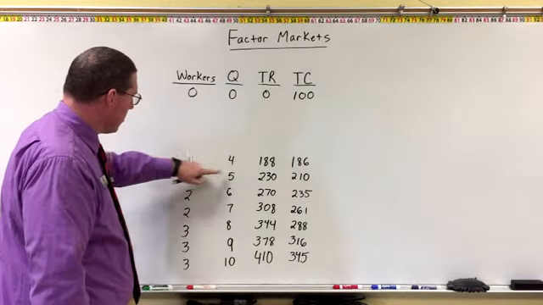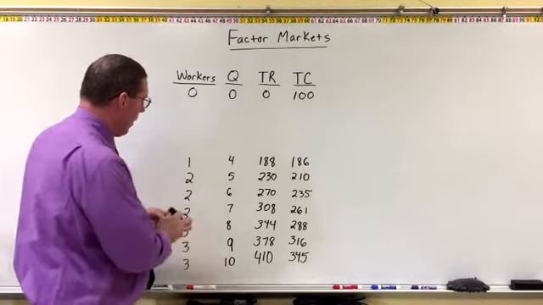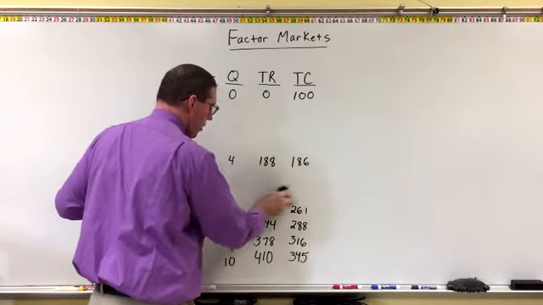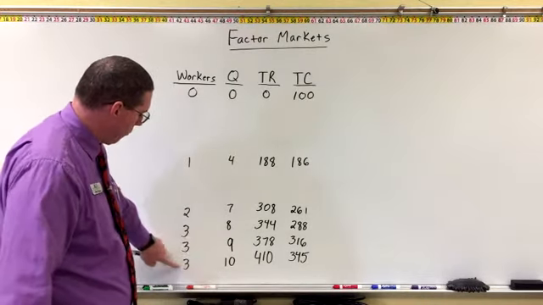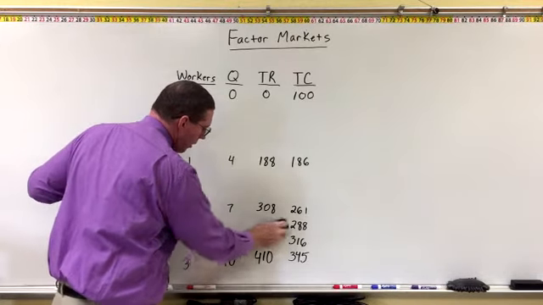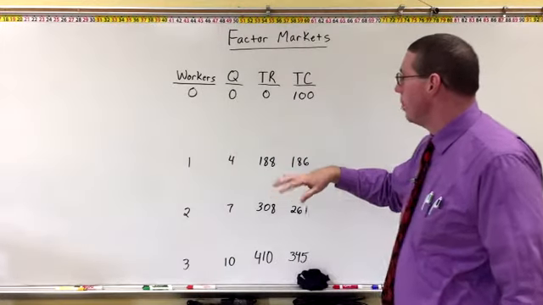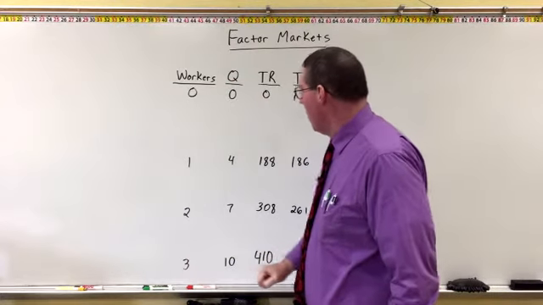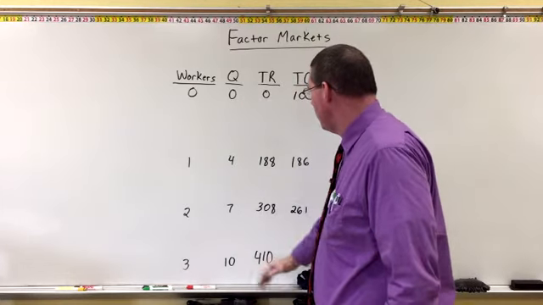Now I go to the highest quantity for the 2nd worker, which is 7, and I'll erase everything else. Erase these two lines, and then I'll do the same thing for the 3, okay? I'm going to go to the highest quantity for 3 workers and erase the other 2 lines. And now what I have done is I have now changed the relationship of the table into making the workers the independent variable and making quantity, total revenue, and total cost all dependent variables.